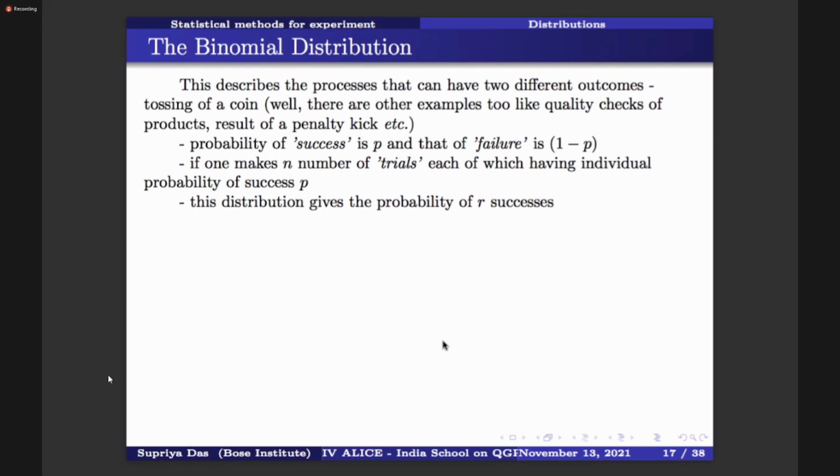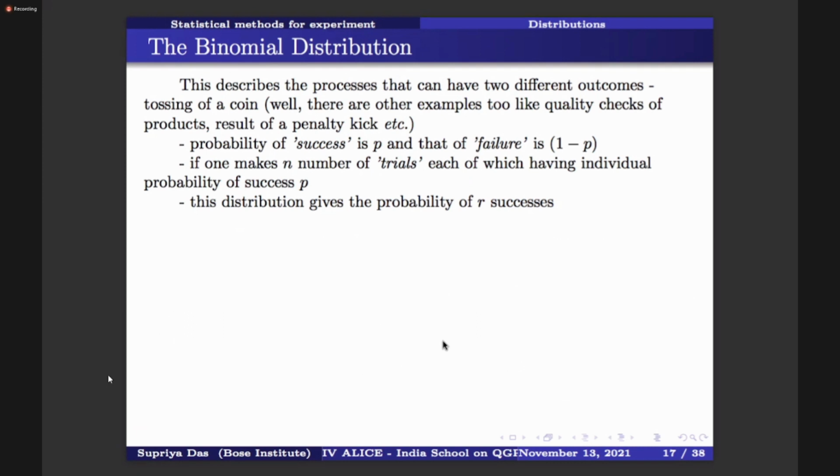Binomial distribution is a distribution which describes the process that can have two different outcomes. The most familiar example is a coin. There can be other examples too, like quality checks of products, where if you are a quality checker, you take a product, you make a new iPhone, you check it, and say either this is okay for going to be in the market or not. So QC pass or QC fail. Like for a coin, you can have a head or tail, a QC for a product can have pass or fail.